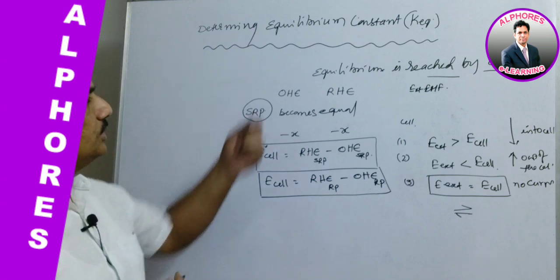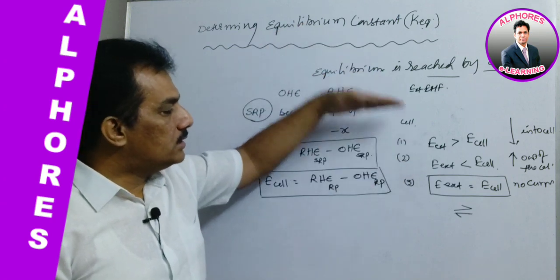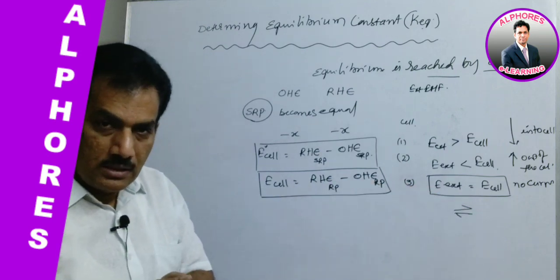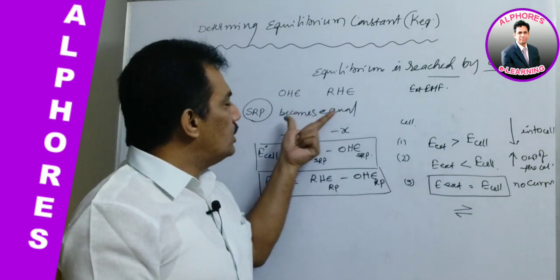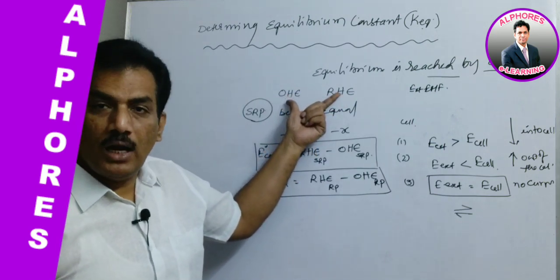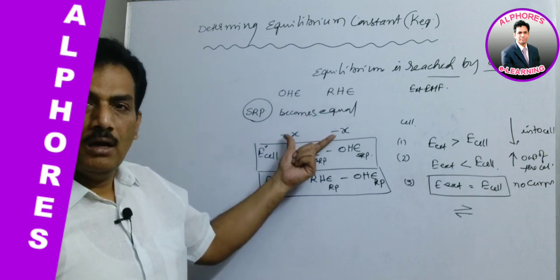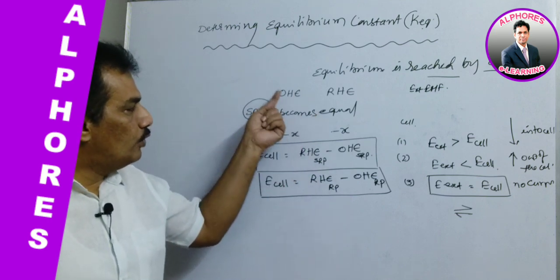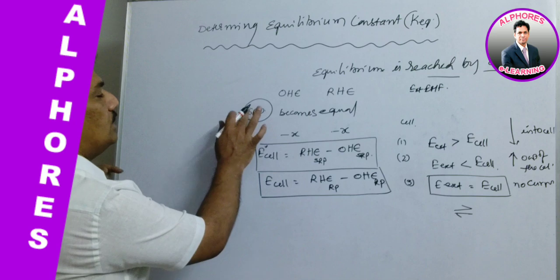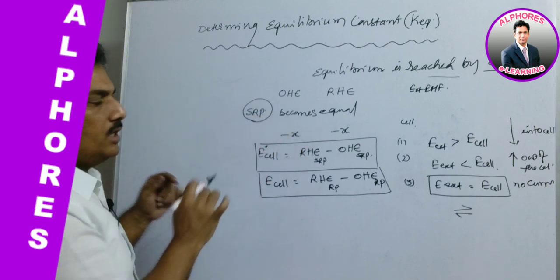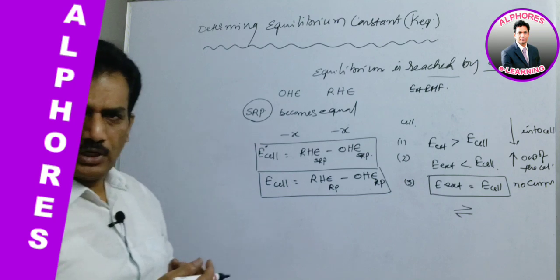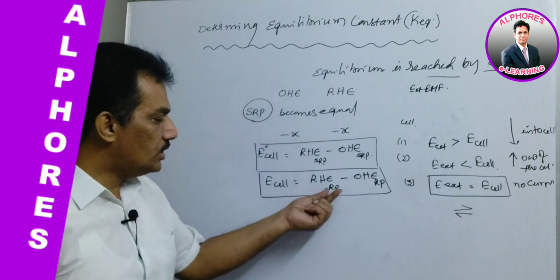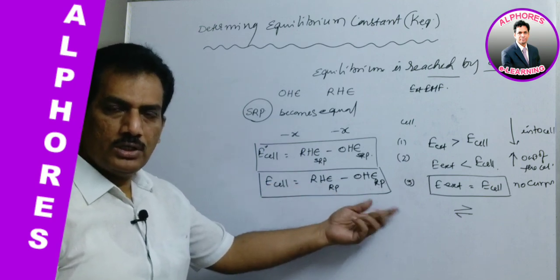And now what we are considering here is when the cell is attaining equilibrium status, the reduction potentials of these two electrodes become equal, like this. Clear? And now let us substitute this value. Just observe, when the OHE and RHE reduction potentials become equal, then E cell can be measured as RHE reduction potential minus OHE reduction potential.